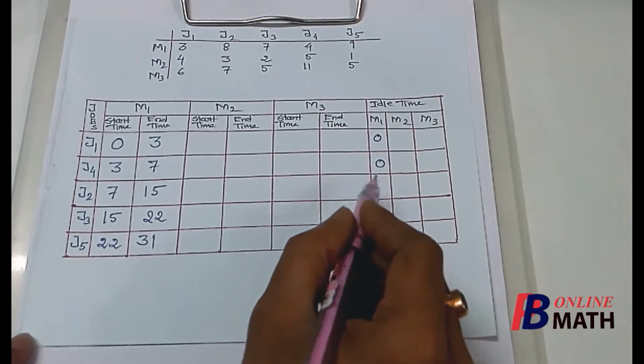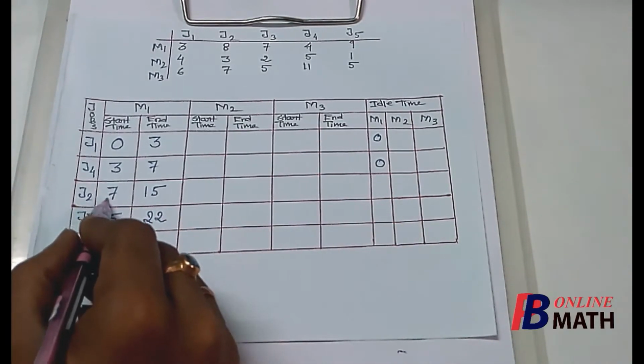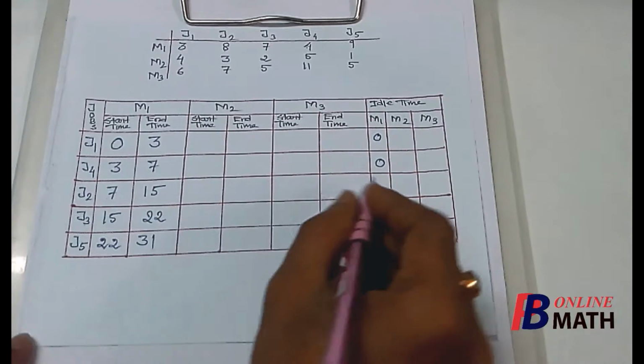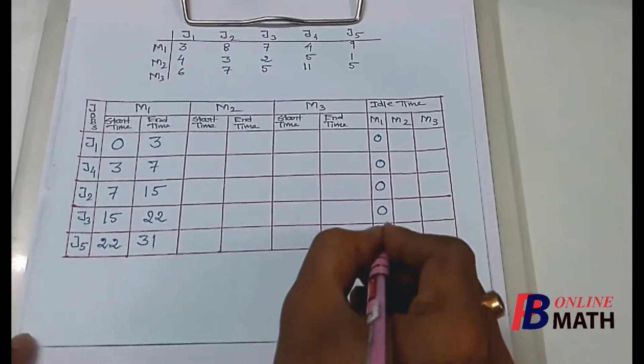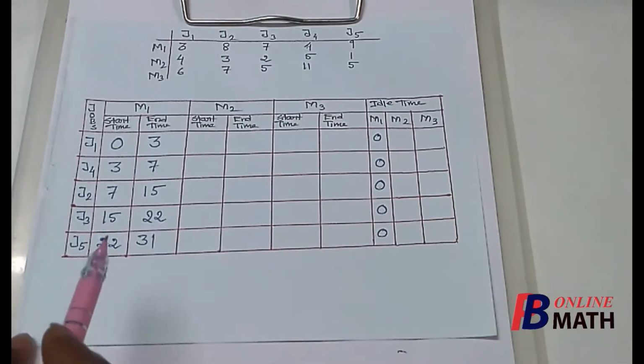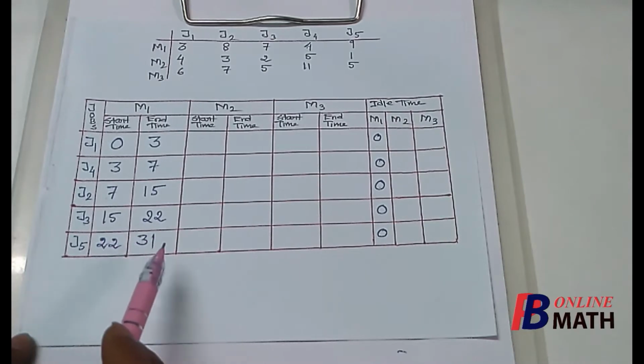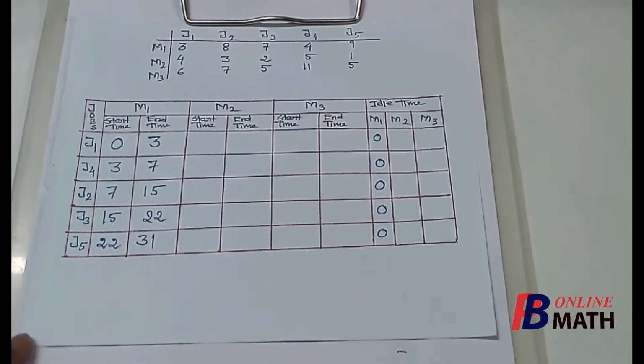Similarly, to find this idle time, the start time of this job minus the end time of the previous job is again 0. Similarly, all these are 0. So the machine M1 does not remain idle throughout the process.